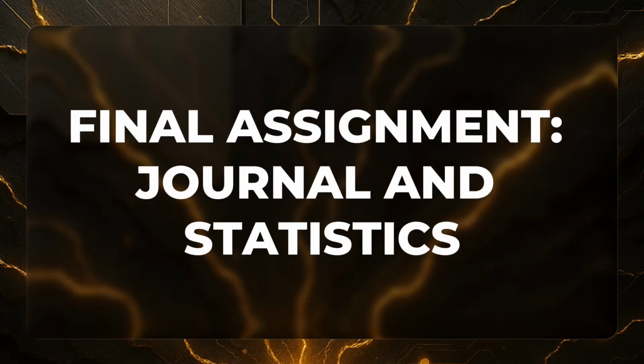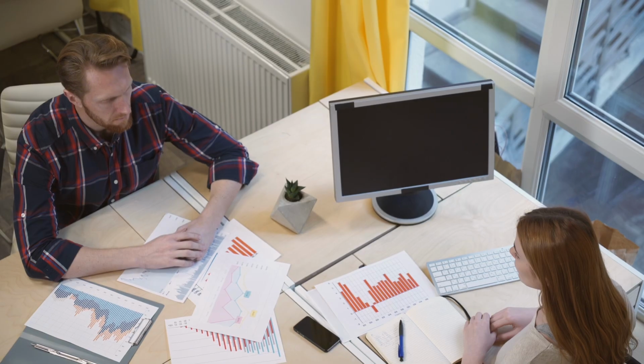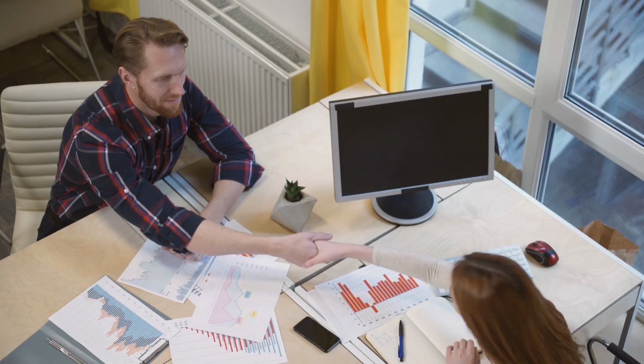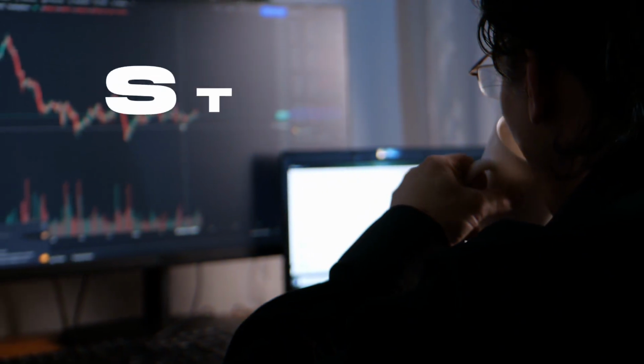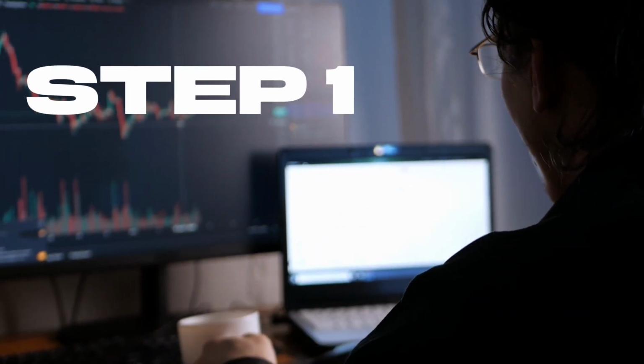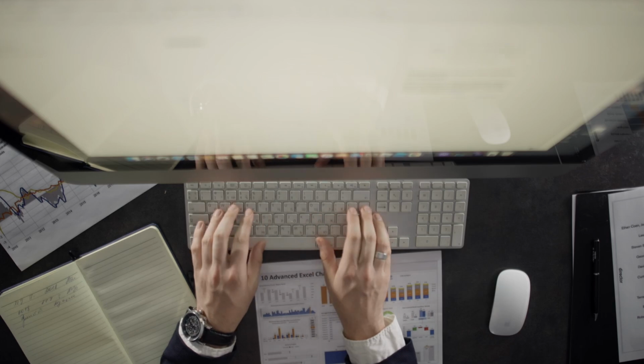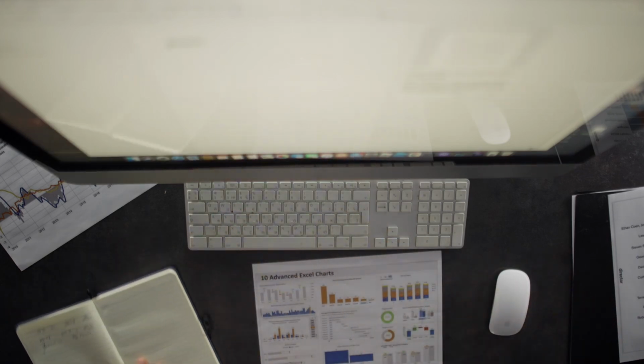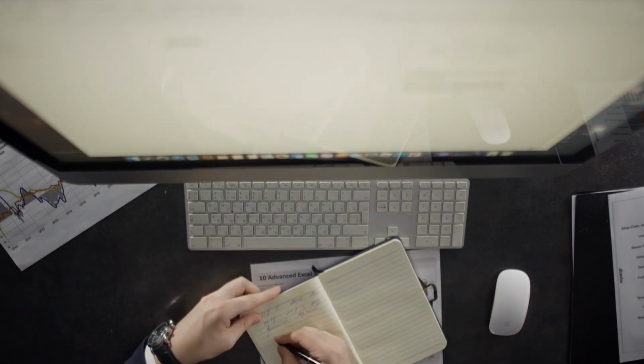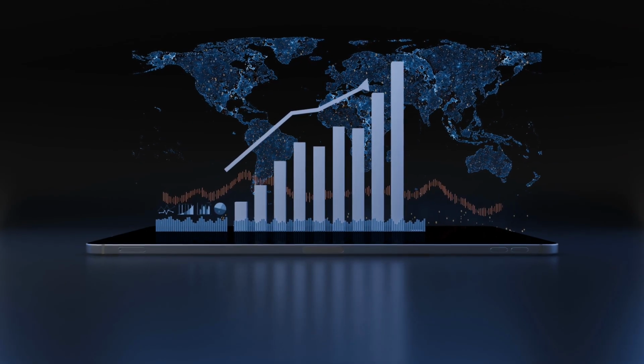Final assignment, journal and statistics. Goal, move from theory to a real system through numbers and discipline. Step 1. Start a trading journal. Create a simple journal in Excel, Google Sheets, or any convenient format. For each trade record: date and instrument, market state, trend or flat, zone of interest, pattern or entry logic, entry point, stop loss, target, risk in percent, trade result, comment.